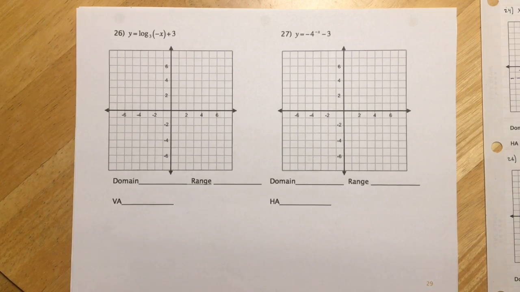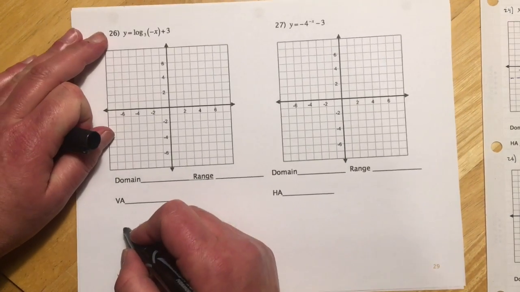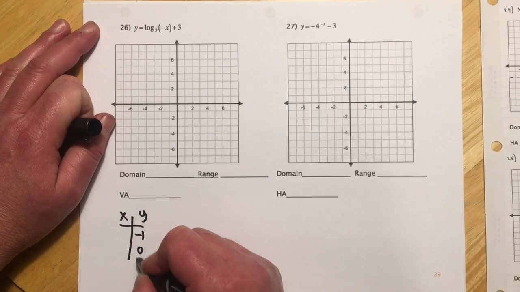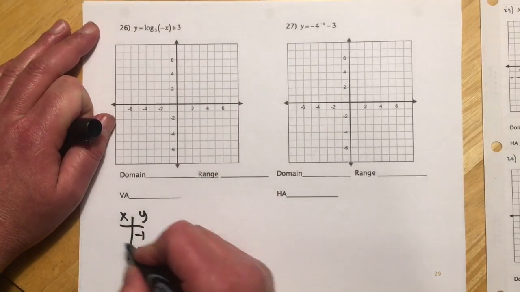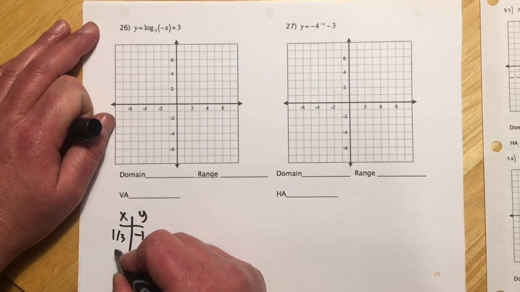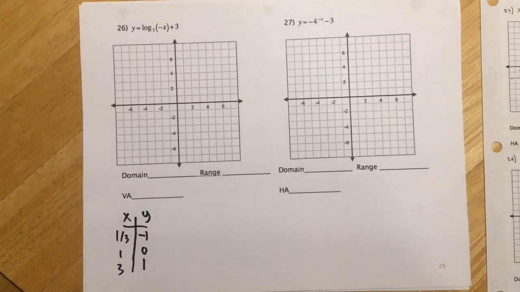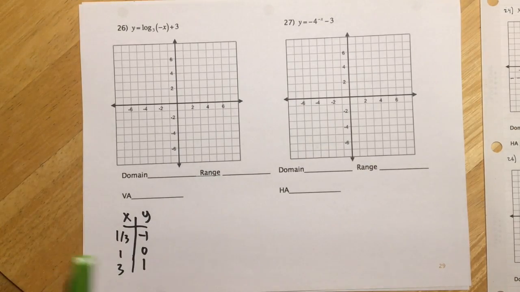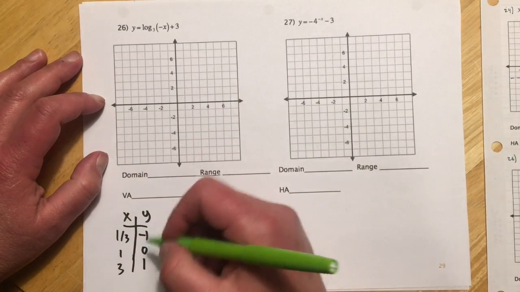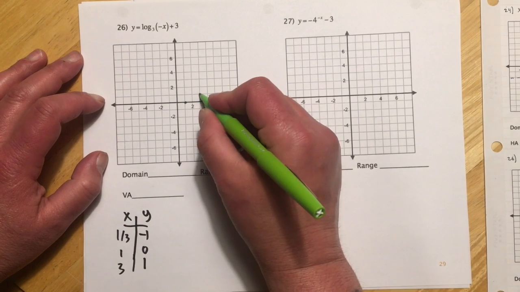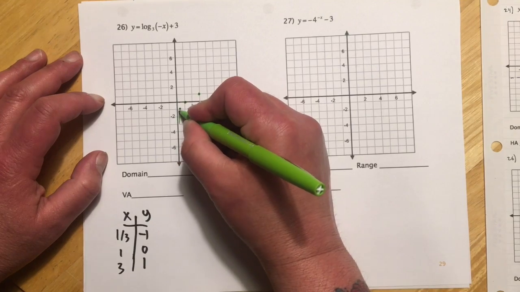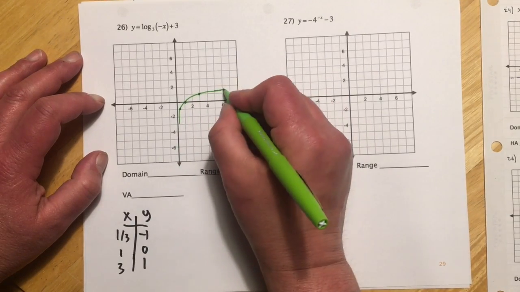Okay, so another log. So this one, let's see if we can just do the table straight away. So x, y. So it's going to go -1, 0, 1, and then since it's a base 3, it's going to be 1/3, 1, and 3. And we'll get the parent function drawn in there. So 1, 0 right there, 3, 1 right there, and then 1/3, -1. And it should kind of look something like that.